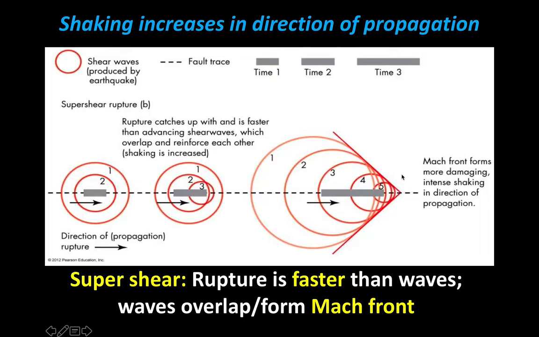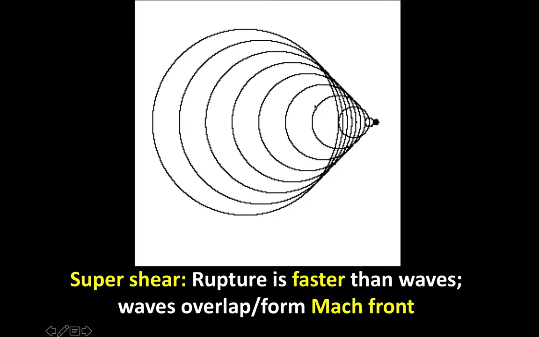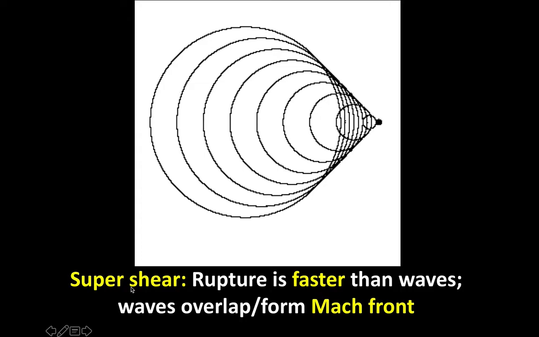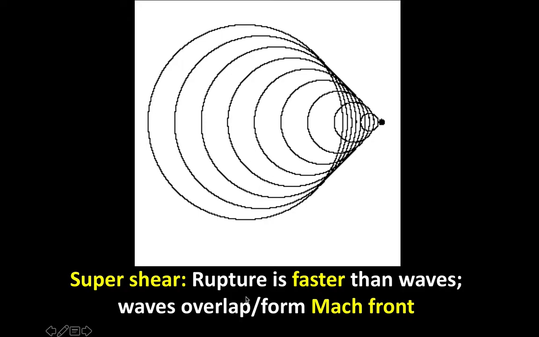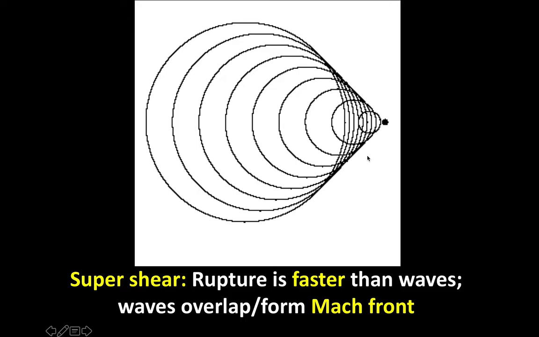So here is an idea of a Mach front moving along. This is the scary part, right? You see how this is all accumulating right here. So this is called super shear. Super shear is when the rupture is faster than the actual rate at which those waves are traveling. And so you're going to be hit by this mass of overlapping seismic energy. Right? And these are super duper dangerous. Okay.